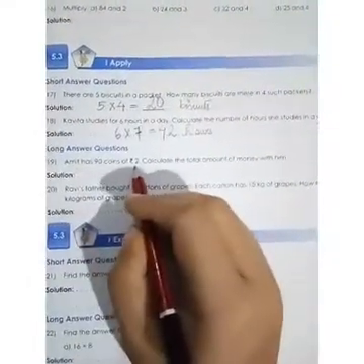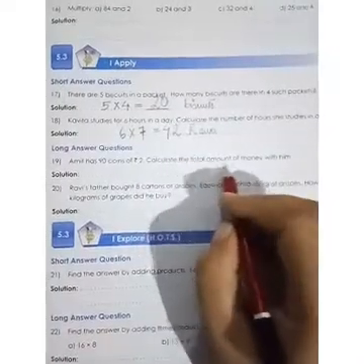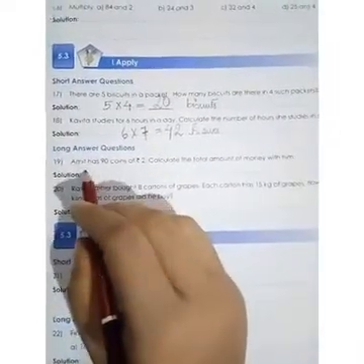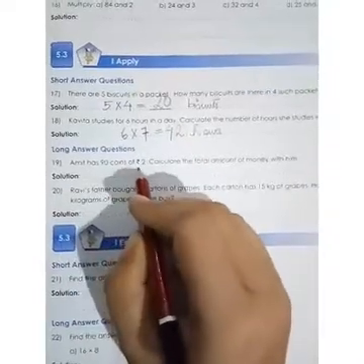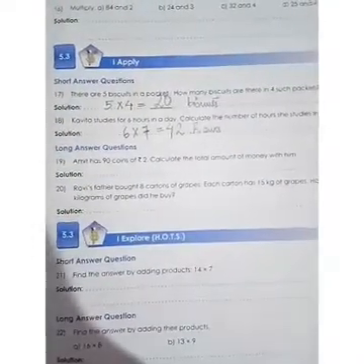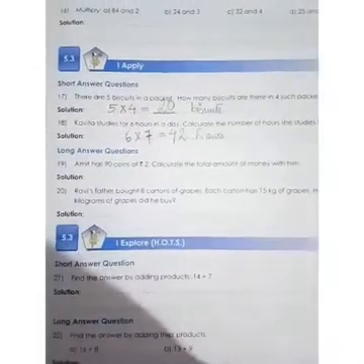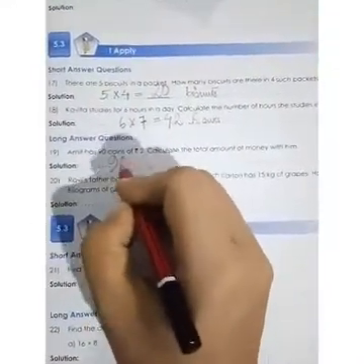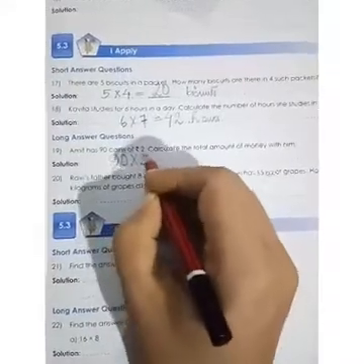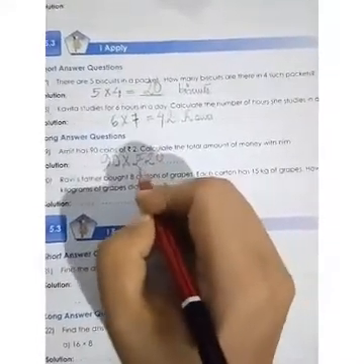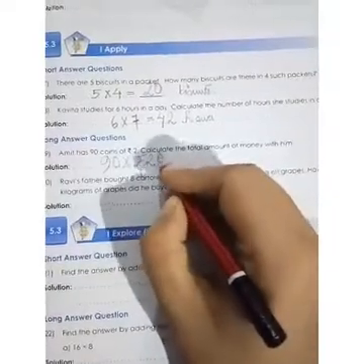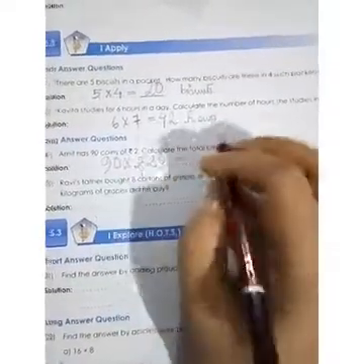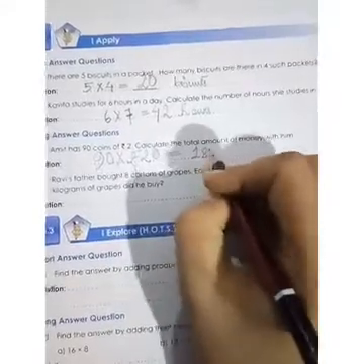Amit has 90 coins of 2 rupees. Calculate the total amount of money with him. Okay, so Amit has how many coins? 90 coins of rupees 2. So how much did you get? 90 into rupees 2. So there is money involved. The unit of money is this sign. This is called a rupee sign. Okay, so 90 into 2. So 90 into 2 we get 180. Since the question is about money, you have to give the rupee sign.